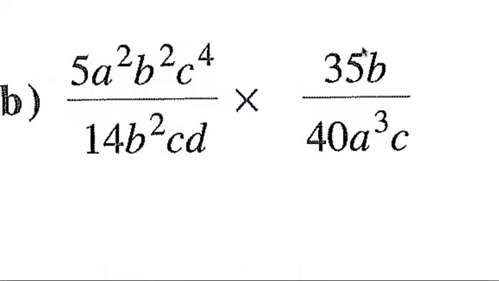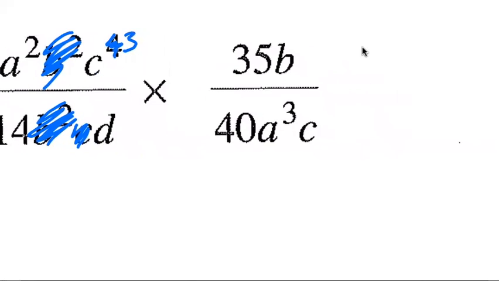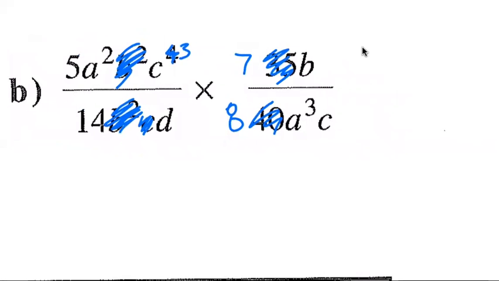5 and 14 on my left-hand side don't reduce. A doesn't reduce. B squared and b squared simplifies. Those are going to cancel out. C to the 4th and c, this c is going to cancel. This is going to turn into a 3. Over on the right-hand side, 35 and 40 both divide by 5. So this is going to be 7 over 8. AB cubed, nothing else cancels.